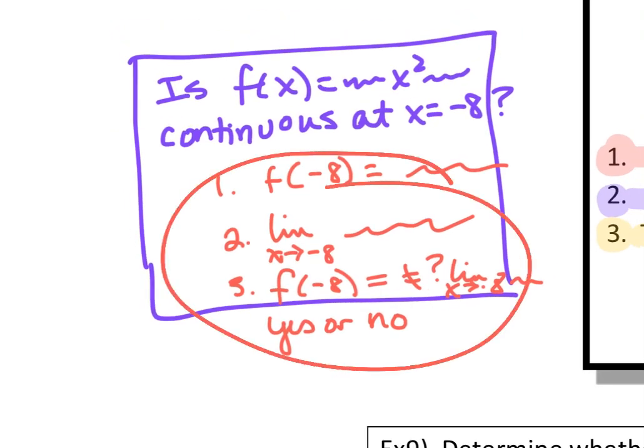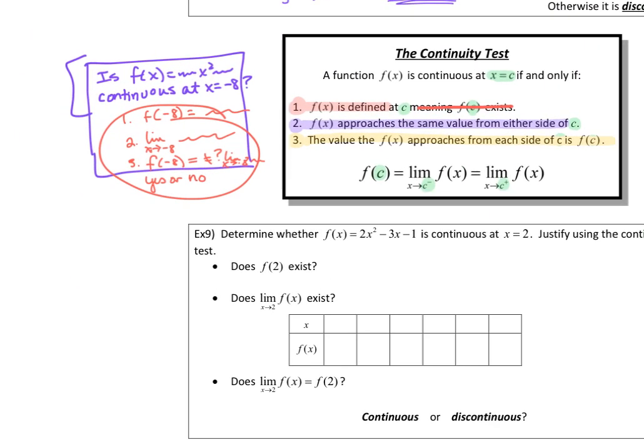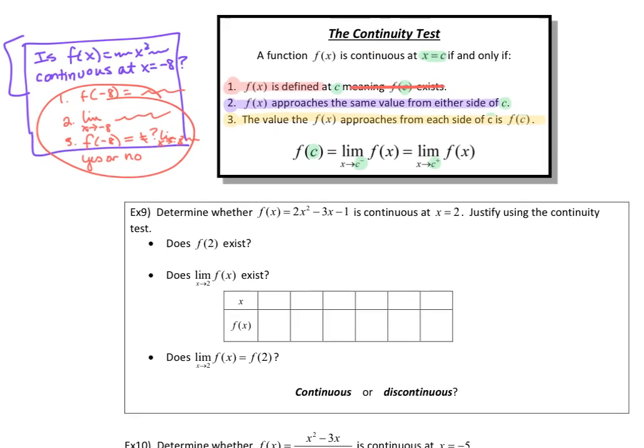You're going to need to write all that stuff in red. The stuff in purple is all I'm going to give you as the question. So yes, you need to memorize the continuity test, not word for word, but just the process of it. So let me walk you through, and literally most of the rest of this notes packet is going to be just working through the continuity test and seeing the different ways that it can vary.